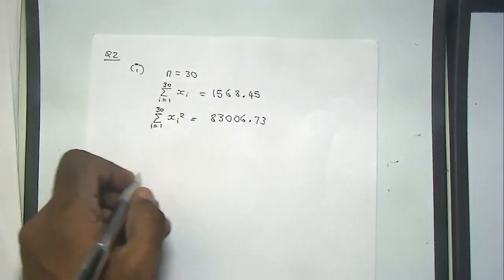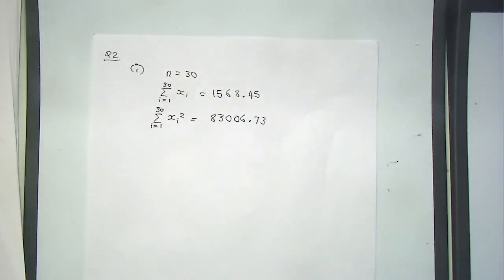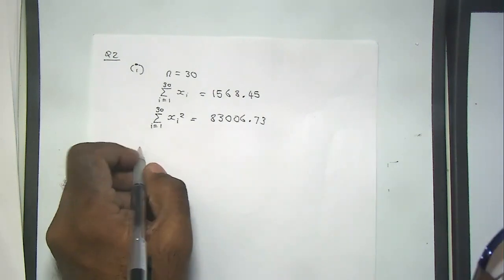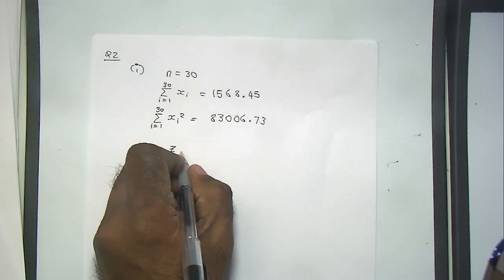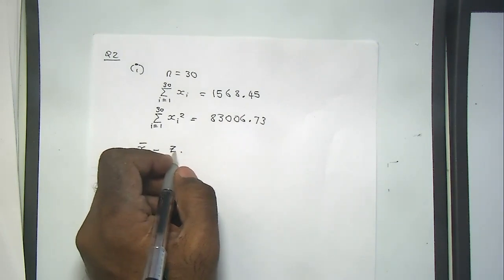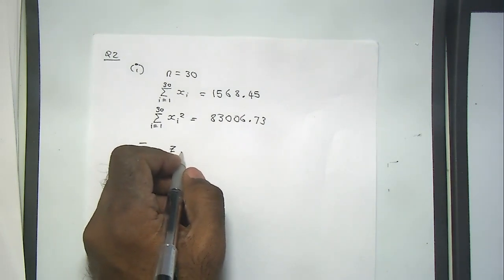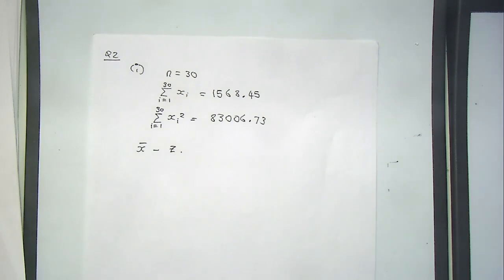Well, the first part is obvious, right? Because you're asking for the confidence interval for mu when sigma squared is 30. So you know which formula to use, right? The first one. So it will be x bar minus z. You need to figure out 1 minus alpha by 2, which is for 95%.